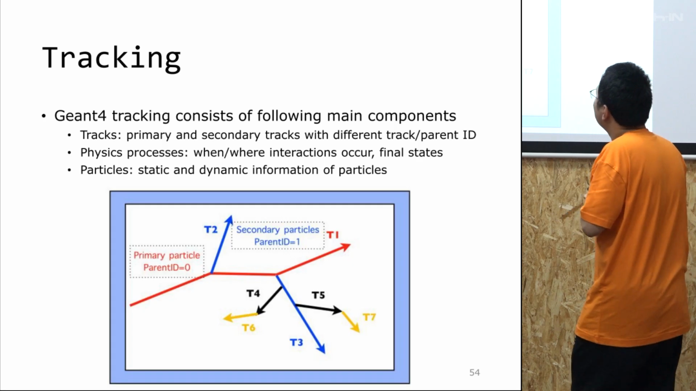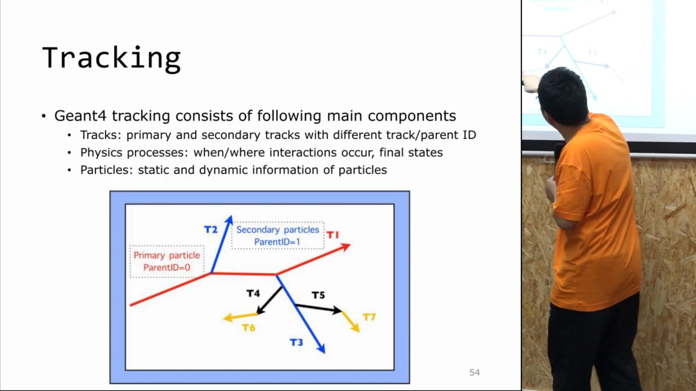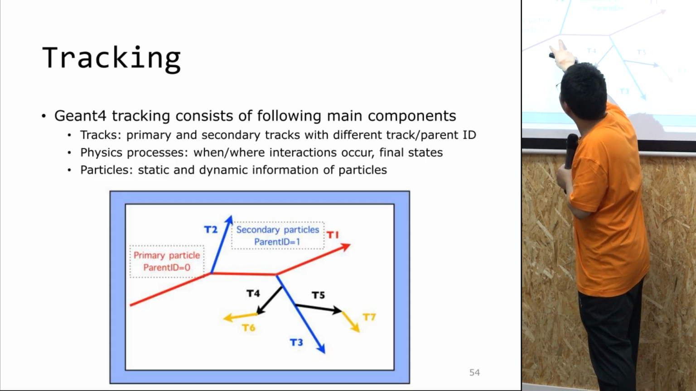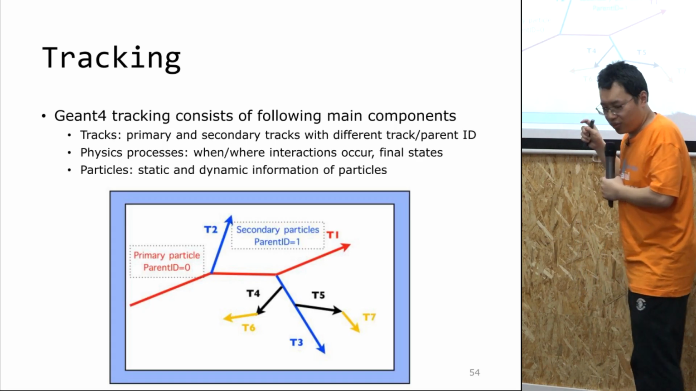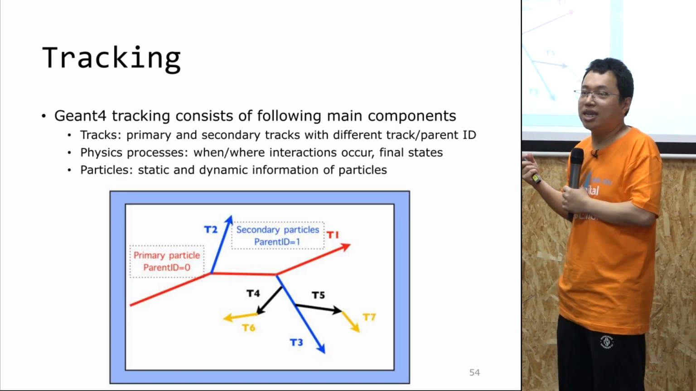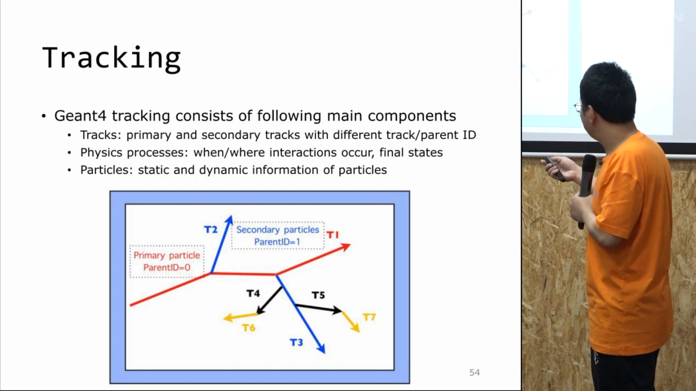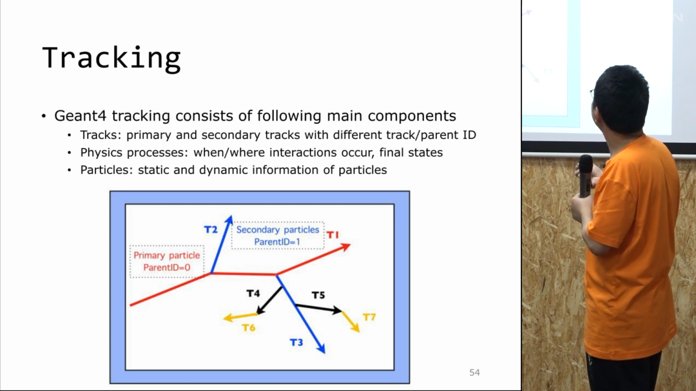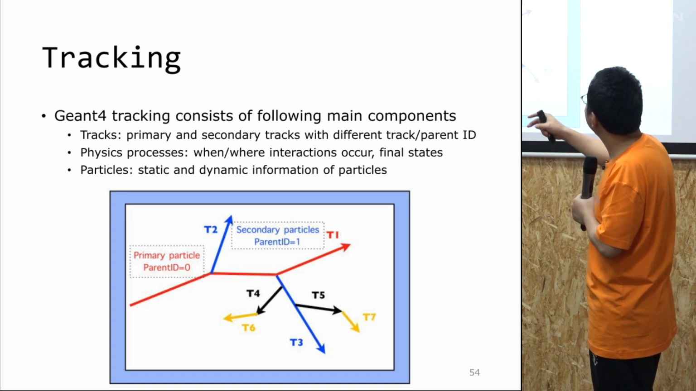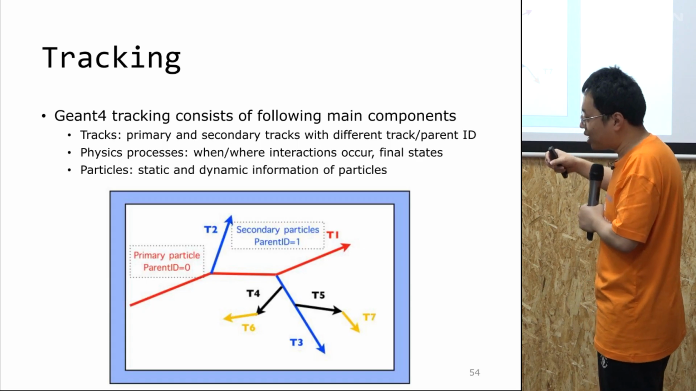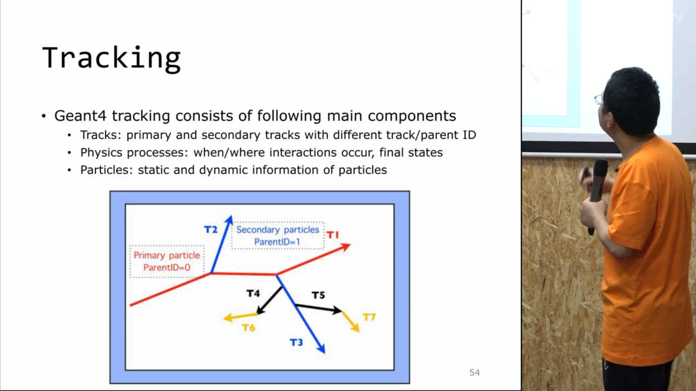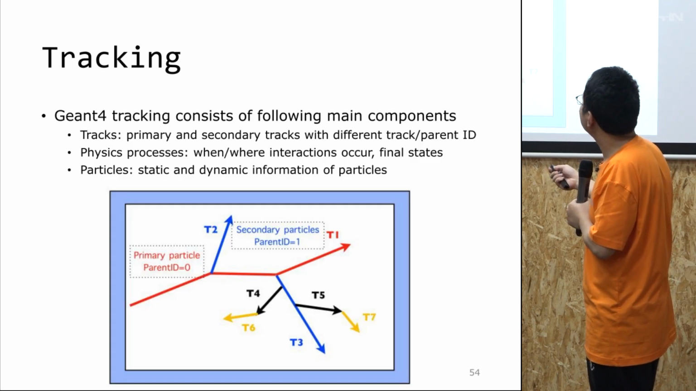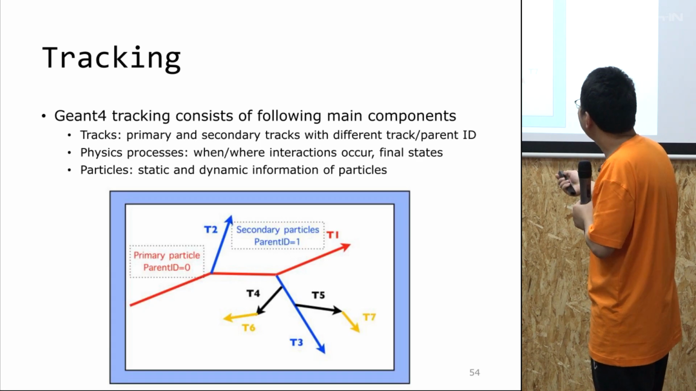And you can see in the simulation, Geant4 actually simulates step by step. In each step, it will invoke multiple physics processes. These physics processes define when and where the interaction will occur, and also what the final states are, if it will decay or do some other things. And also another thing is about particles. I think this is simple, so I don't mention it here.